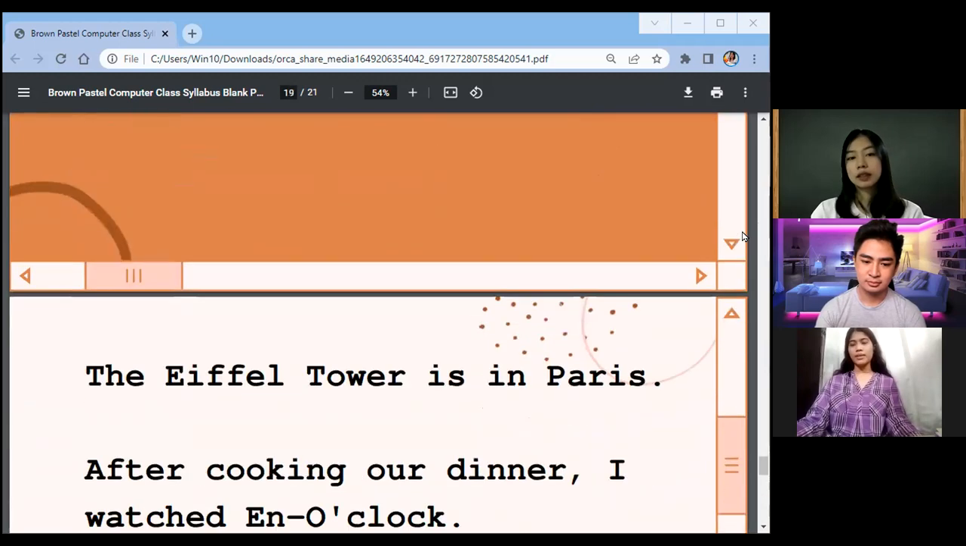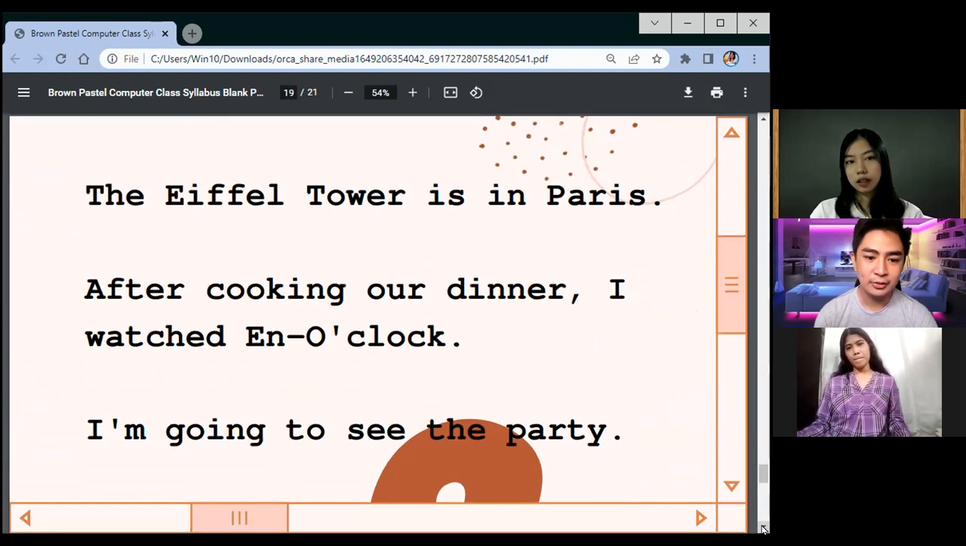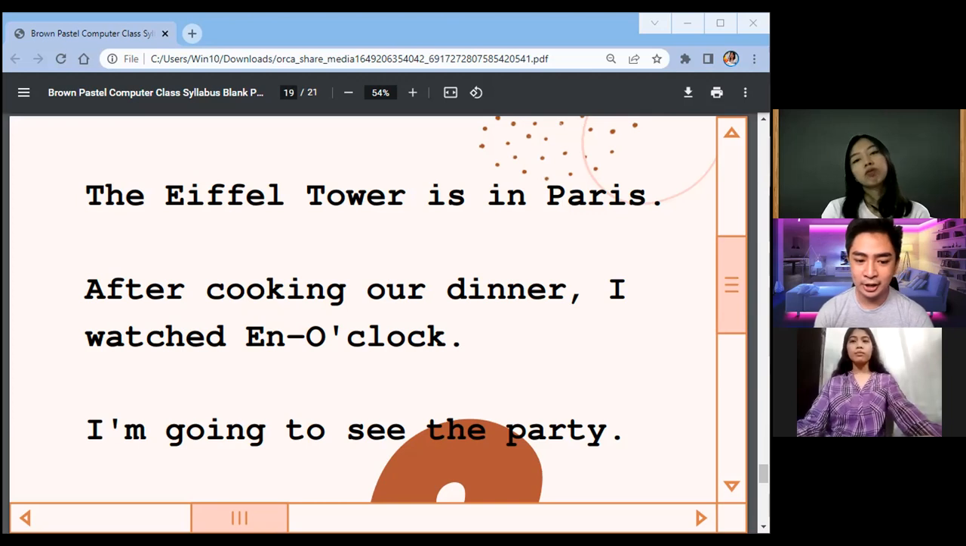So first, let's have Mr. Castro. The first sentence is "The Eiffel Tower is in Paris," and I believe that the preposition used is the word "in." While in the second sentence, "After cooking our dinner, I watched TV at nine o'clock," the preposition is the word "after," and it was followed by a gerund, which is the word "cooking." And for the last sentence, "I'm going to see the party," I believe there's no preposition used, since just like earlier, the word "to" is followed by an infinitive verb, which is "see."